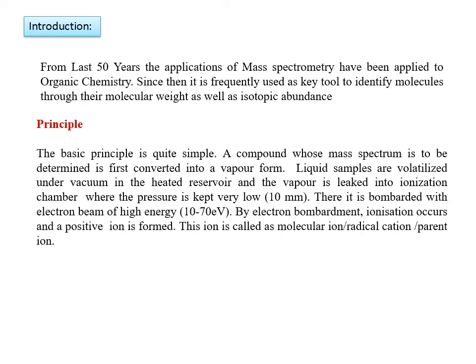What happens? By the electron bombardment, ionization occurs and a positive ion is formed. This positive ion is called the molecular ion, radical cation, or parent ion. The reaction can be very simply shown as the neutral molecule being converted into a molecular ion by electron bombardment.